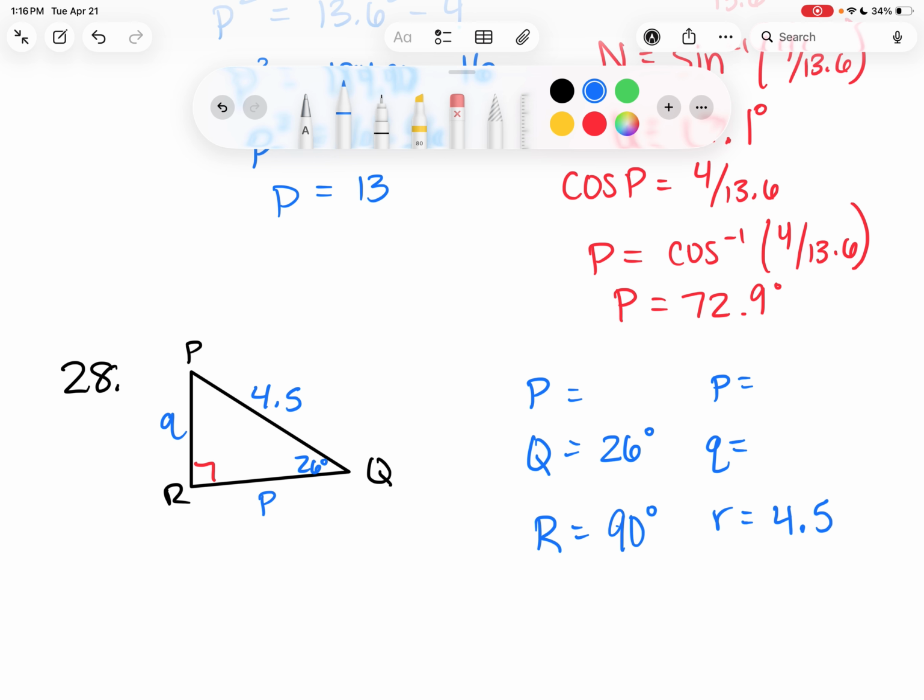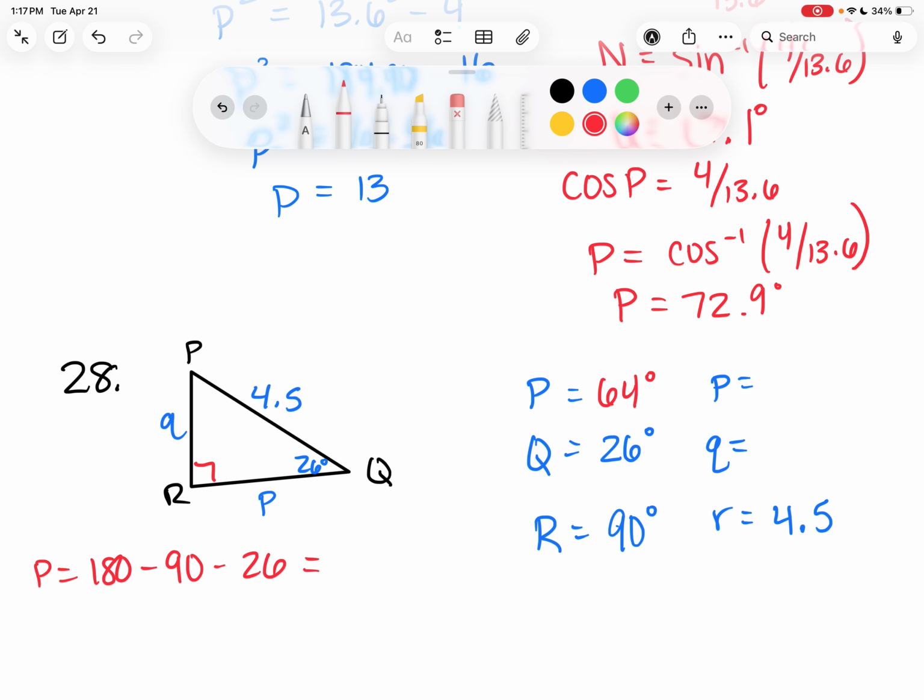So what's going to be the absolute easiest thing to solve for? Angle P. How do I do that? 180 minus 90 minus 26. And what do we get when we do that? 64. So 64 degrees.